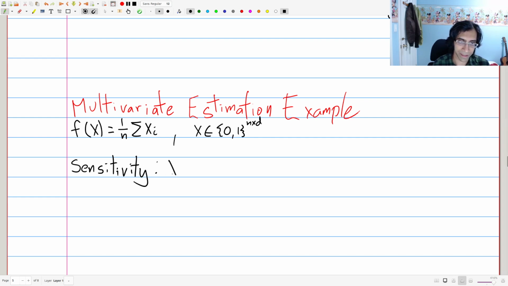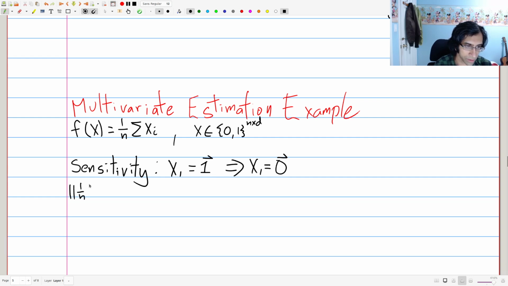Imagine we take x1 and make it go from the all ones vector to the all zeros vector. How much does this affect the statistic? The difference between the neighboring data sets here would be, since all the other terms cancel, the norm.